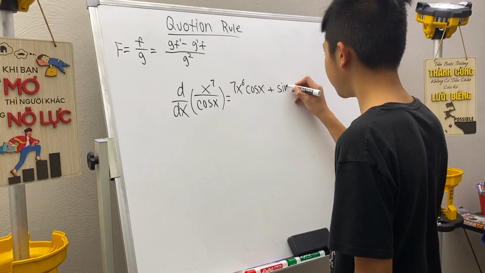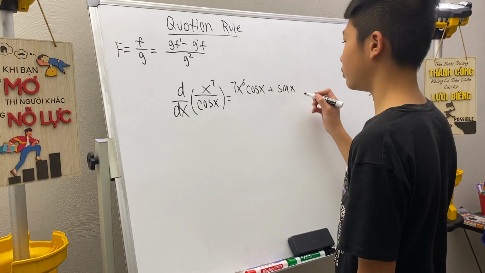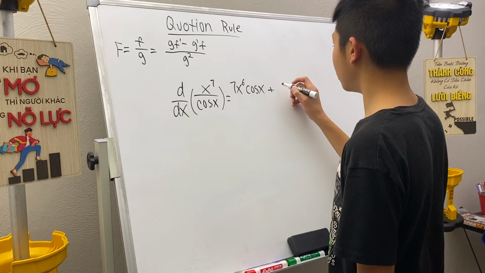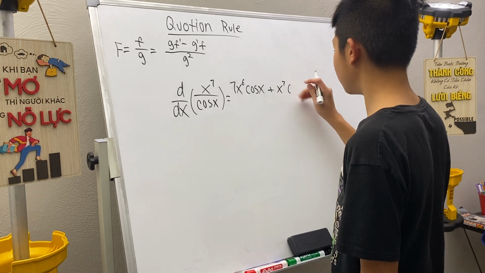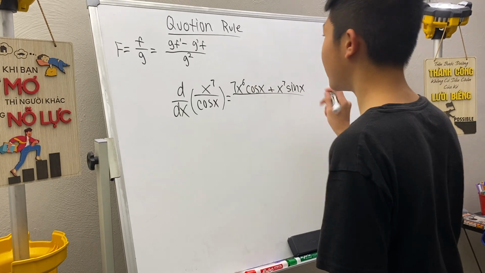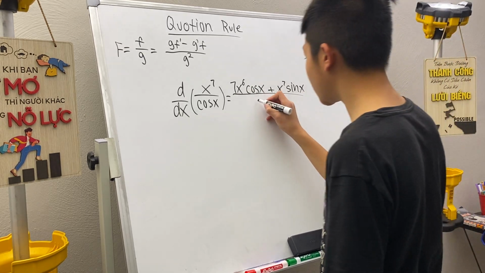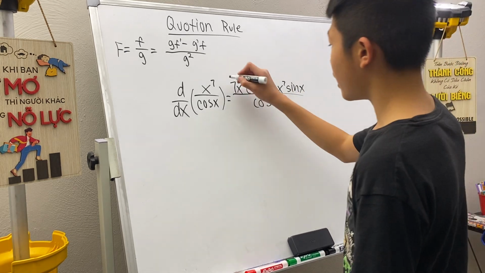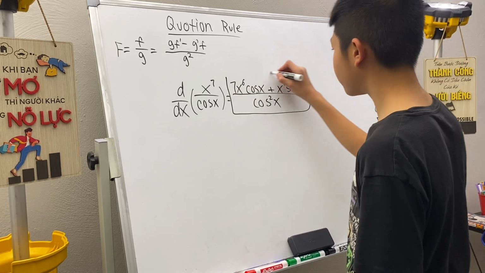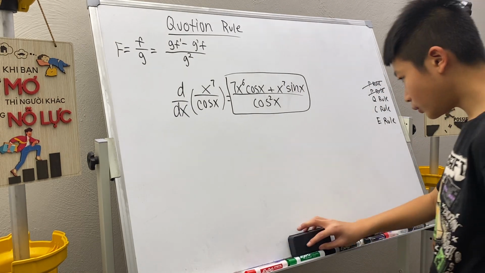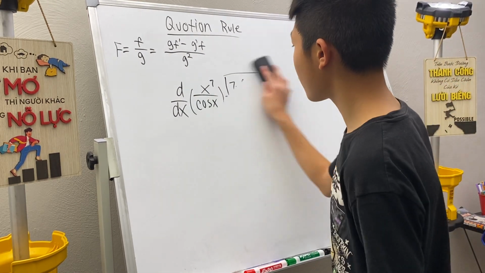So then times F, which is x to the 7th power. Oh my god, I should write that. x to the 7th power. My bad, guys. It's my first video. I'm sorry. Over G squared, which is cosine squared x. And there's the answer. Very big answer, right? But here's the answer. Okay, next one we're gonna do is this.